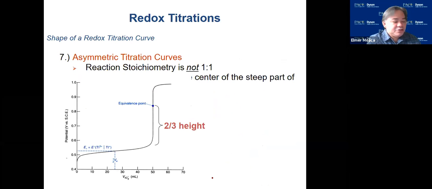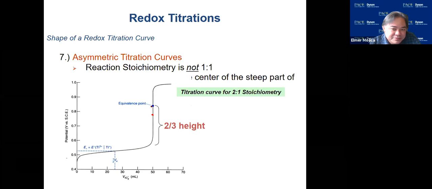So if we're going to look at the shape of a redox titration curve, we have here a symmetric titration curve. So this is a reaction stoichiometry that is not 1:1. And look what happened at the equivalence point. If it's 1:1, it's usually in the middle. But here, it's around 2/3 the height for you to see the equivalence point. And this is a titration curve for 2:1 stoichiometry.